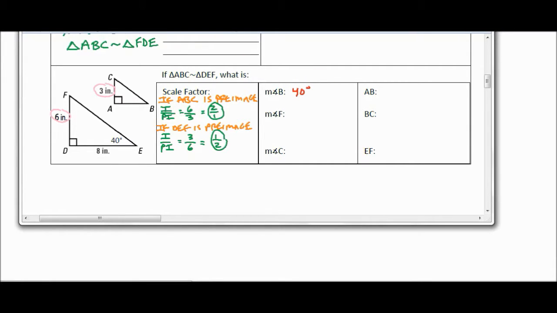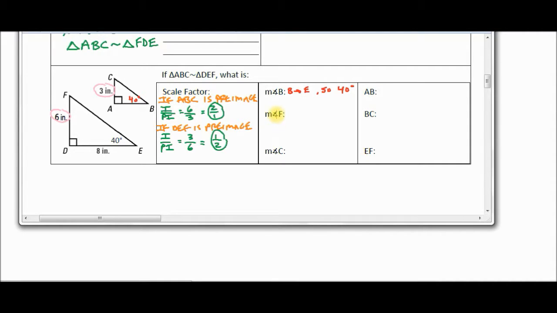Let me write some more information there so you see this. Okay, so since B corresponds to E, then our measure is 40 degrees. Let's go ahead and write 40 here if we can fit that in. Okay, what's the measure of angle F?